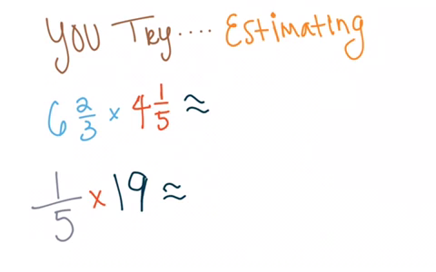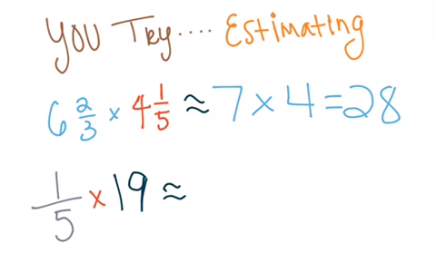Ooh, let's try this one. So we have 6 2/3 times 4 1/5. Then we have 1/5 times 19. So if we have 6 2/3, 2 out of 3 is closer to 3 than it is to 1/2 or to 0. So that is going to be about 7. So we have 7 times 4 1/5. That's going to be closer just to 4 than it is to anything else. So 7 times 4 is going to be 28. So 6 2/3 times 4 1/5 is going to be about or around 28.